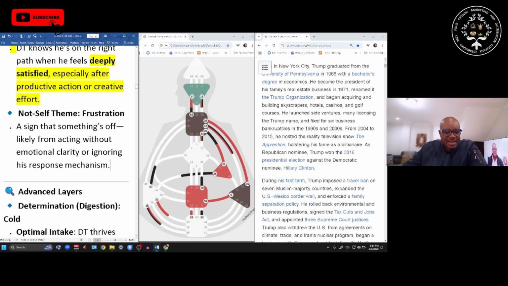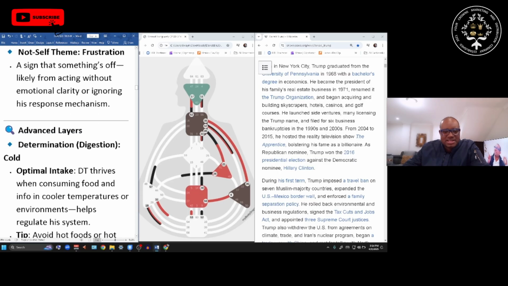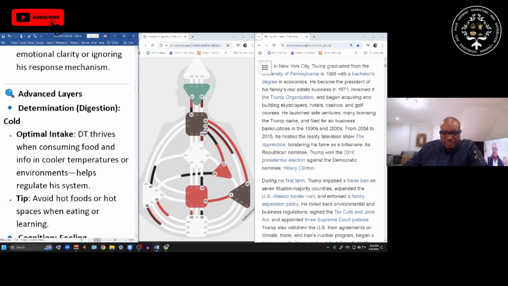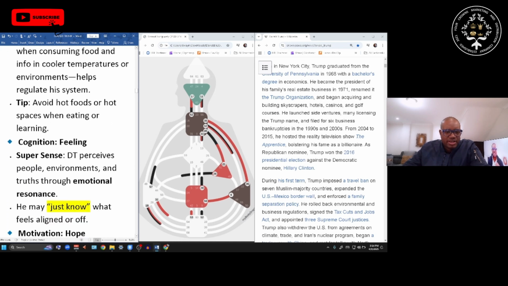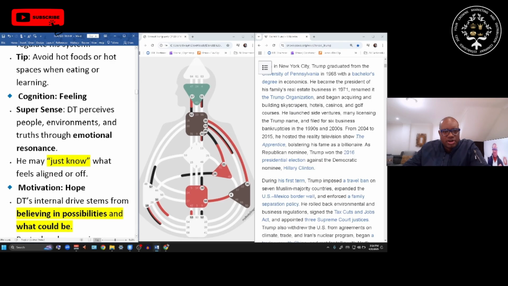And like I said, based upon his last term, I could see that he's doing a better job of handling his emotions. But he is making some decisions that are questionable. But that's not for me to decide here because I'm not injecting anything. All right. Advanced layers, determination. I'm not going to read that there. That deals with food. Cognition, feeling, his super sense.